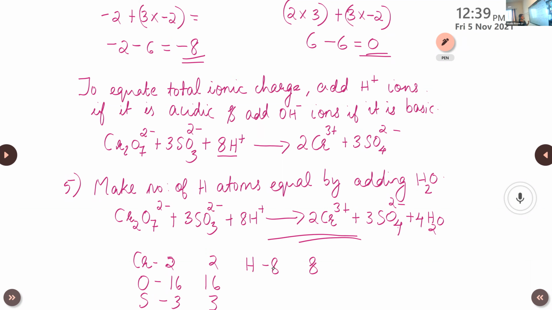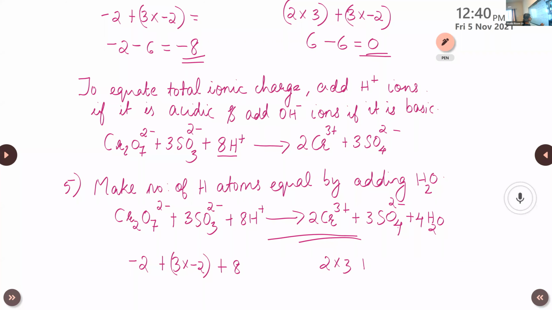Then look at the charges. Here it is minus 2 plus 3 into minus 2 plus 8. And here it is 2 into 3 plus 3 into minus 2. So here it is minus 2, then minus 6 plus 8, that will be equal to 0. And here it is 6 minus 6, that will be equal to 0. Now this equation is balanced.